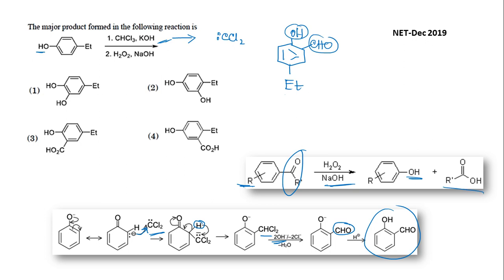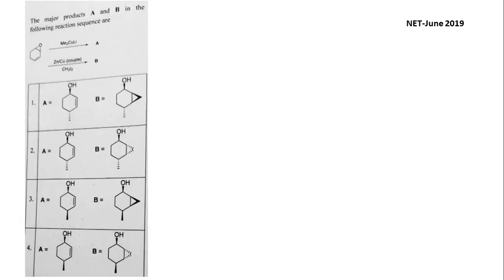This is the byproduct. So in our case, this CHO will be converted to obviously OH. One OH is already there, but CHO will also be converted to OH. And this reaction is known as the Dakin reaction. So the correct option is the first option. Let's move to the next one.